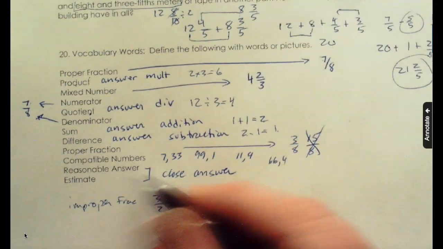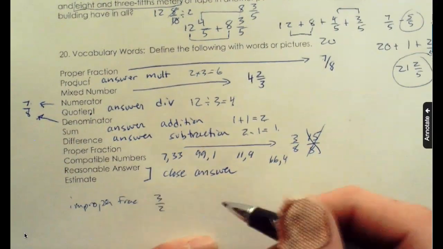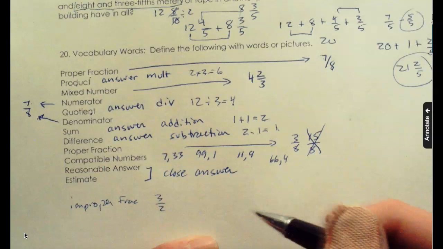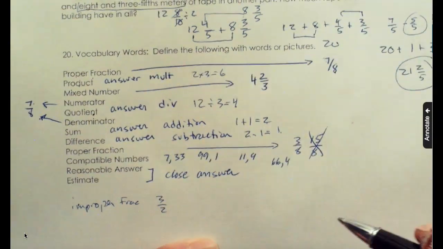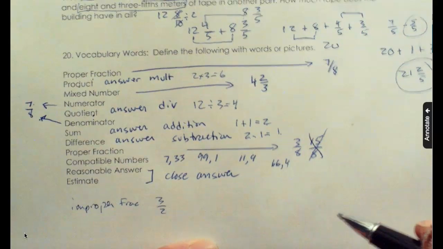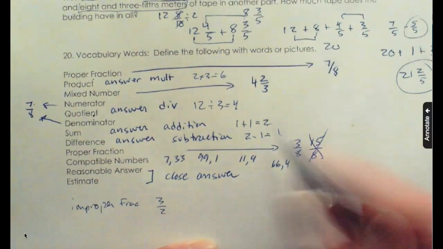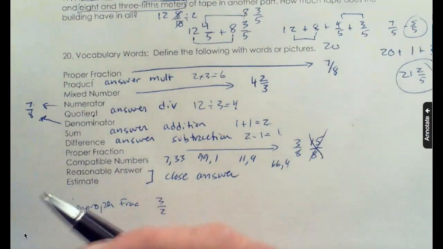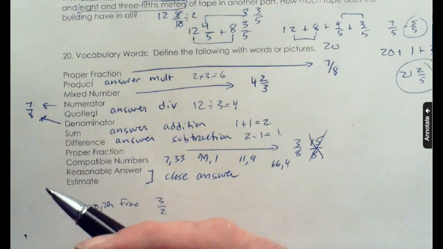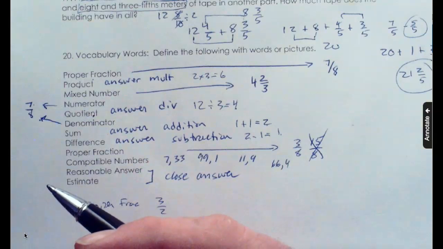And then reasonable answer and estimate. This is what we're trying to get kids to do. These are just close answers, an approximation, to get you in the ballpark. And you do that so that when you actually perform an operation like multiplication, division, addition, or subtraction, you can see if the answer you come up with when you solve is close to your estimate or reasonable answer. All right, thanks for listening.